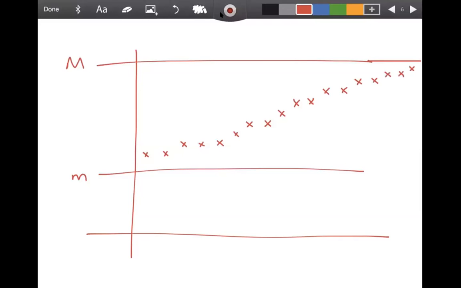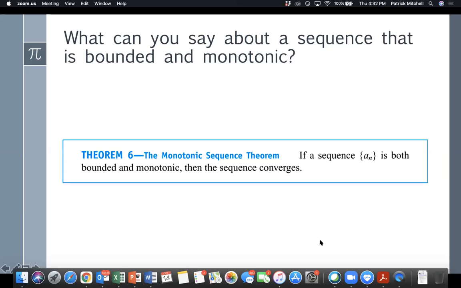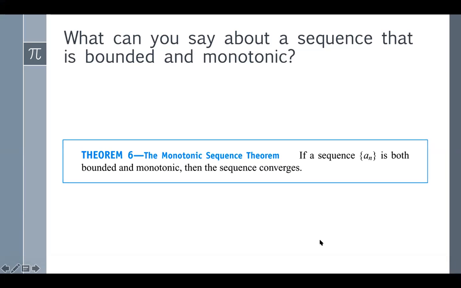What I am trying to tell you, because I know you didn't look, is that any sequence that is bounded and monotonic is guaranteed to converge. So that is another way to show that a sequence converges: show that it's bounded, and show that it is monotonic.